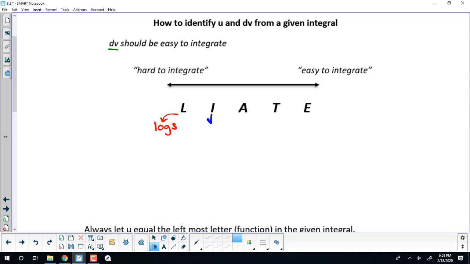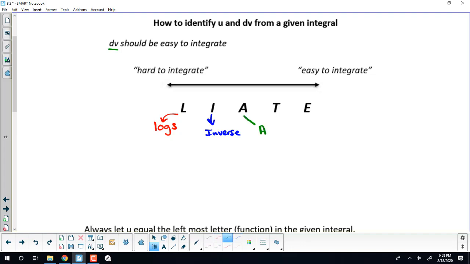I is for inverse functions. And so yeah, with integration by parts, we can now find the antiderivative of our inverse trig functions. Like with the antiderivative of inverse sine, for instance, we could use integration by parts to find that.